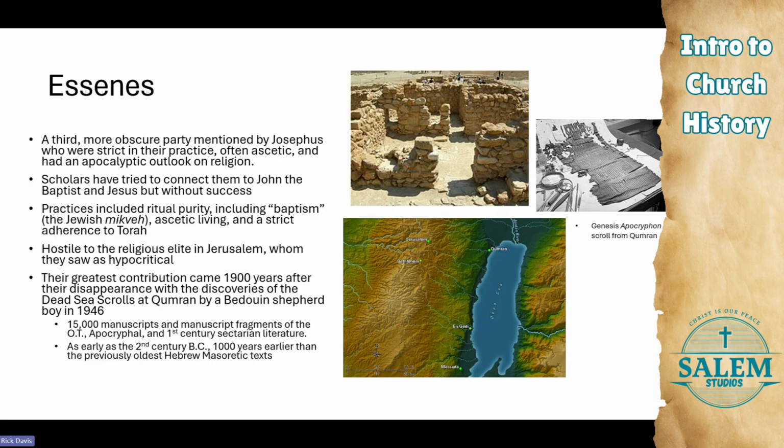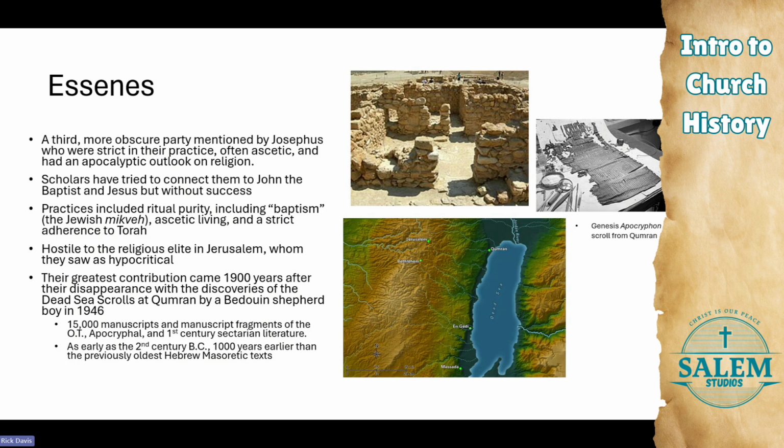And their greatest contribution to history actually came 1,900 years after they disappeared, with the discovery of the Dead Sea Scrolls at Qumran in the modern-day West Bank, right near the Dead Sea, by a Bedouin shepherd boy in 1946. The Dead Sea Scrolls are comprised of 15,000 manuscripts and manuscript fragments of the Old Testament, apocryphal works, as well as first-century sectarian literature that is connected to the Essenes.